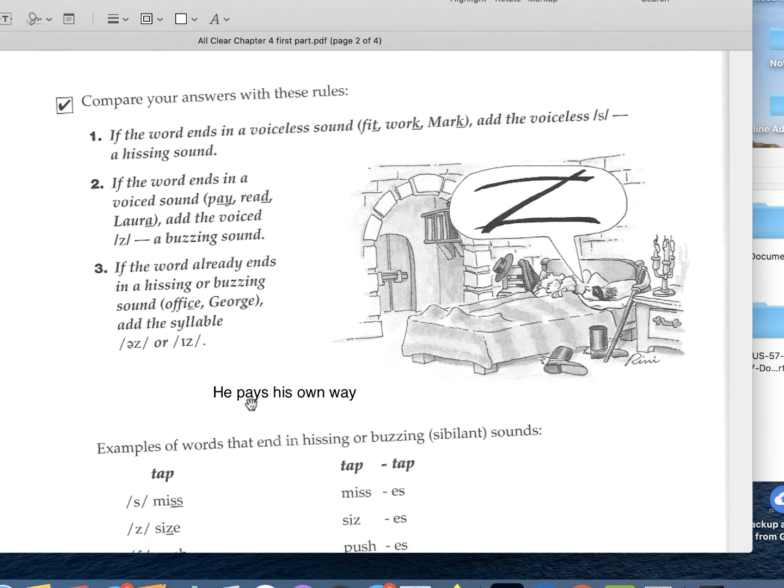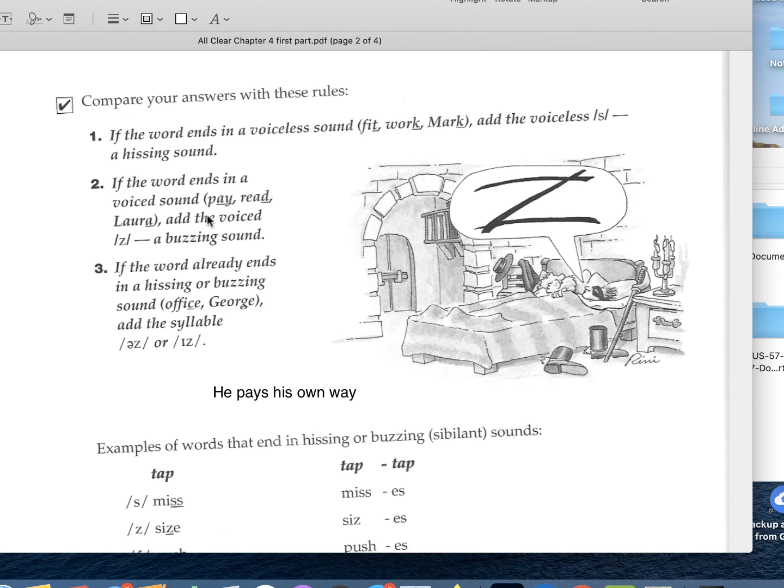Because that ends in a vowel sound, A, and if we're going to make it third person singular, we're going to add that S, but we're not going to say he pays his own way with a hiss. This is saying that even though you added an S, you're not going to pronounce the S sound because there's voicing before it. If a voiced sound comes before the S, then you're going to turn your vocal cords on and make the S a Z. So you say he pays his own way, not he pays his own way, okay? So that's what that means.